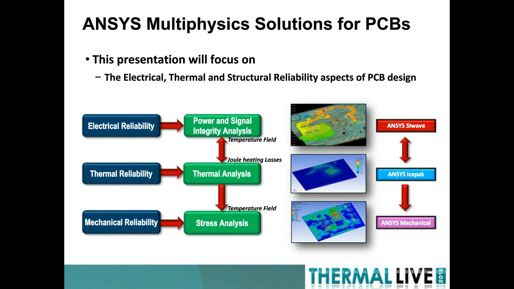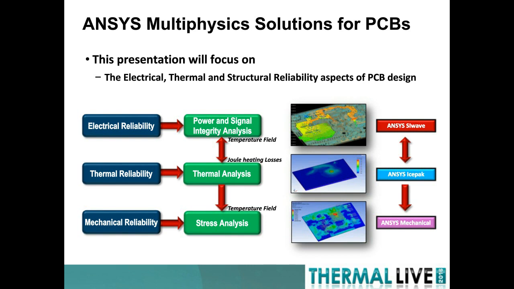This presentation will focus on the electrical, thermal, and structural reliability aspects of printed circuit board design. For electrical reliability, power and signal integrity analysis is required, and this can be provided by ANSYS SI-Wave. For thermal reliability, a thermal analysis is required, and this can be provided by ICEPAC. For mechanical reliability, a stress analysis is required, and this can be provided by ANSYS Mechanical. Now, these three tools, SI-Wave, ICEPAC, and Mechanical, need to be linked.